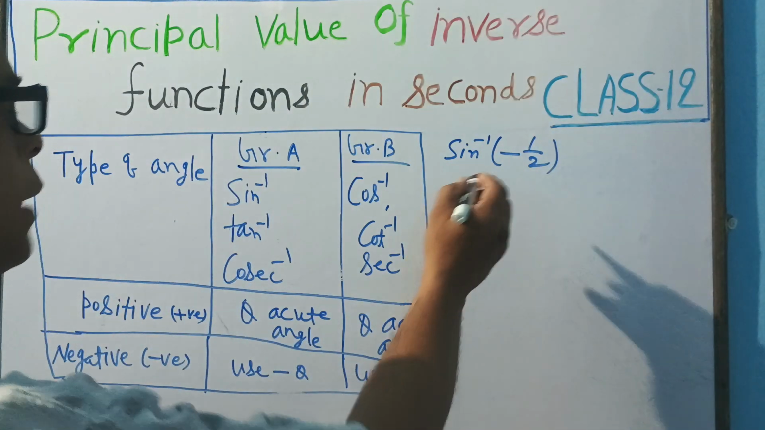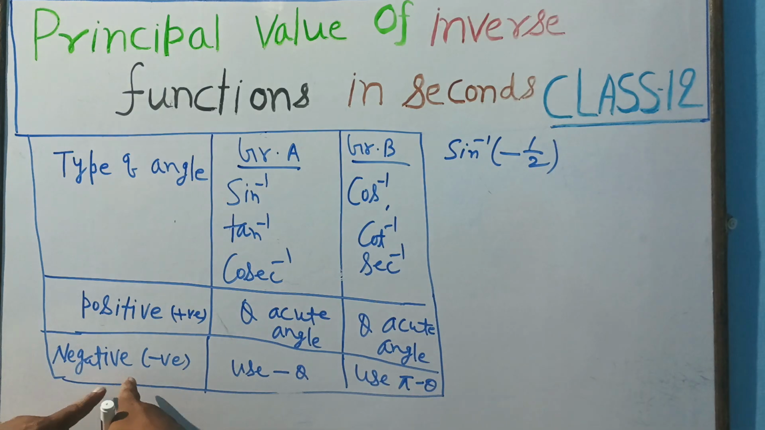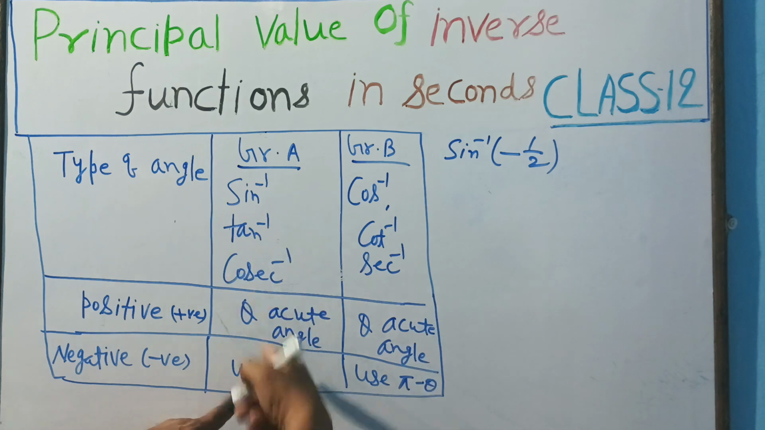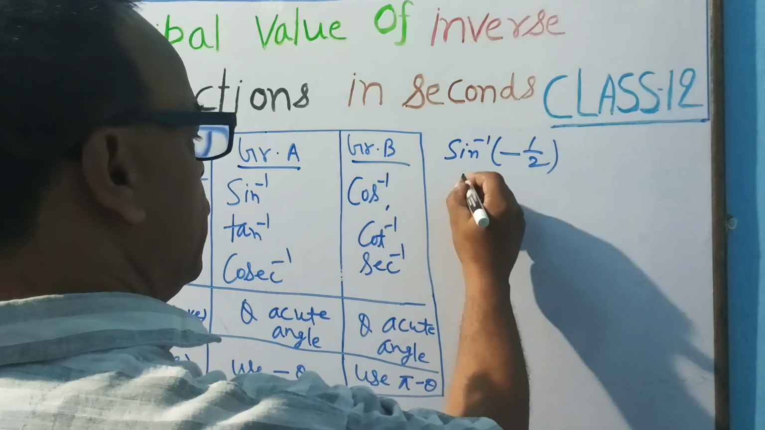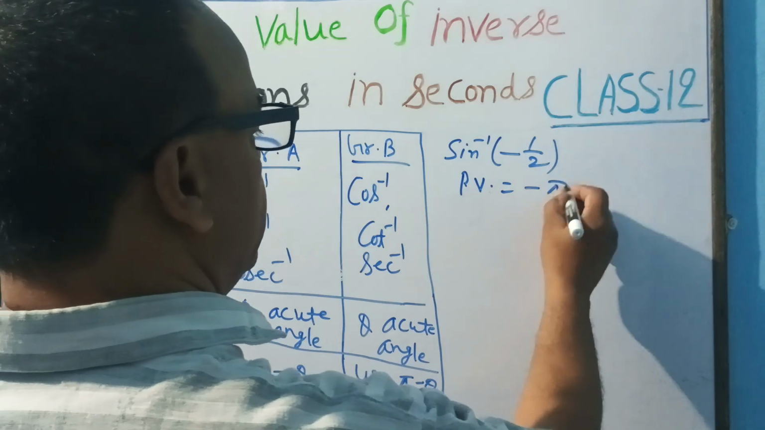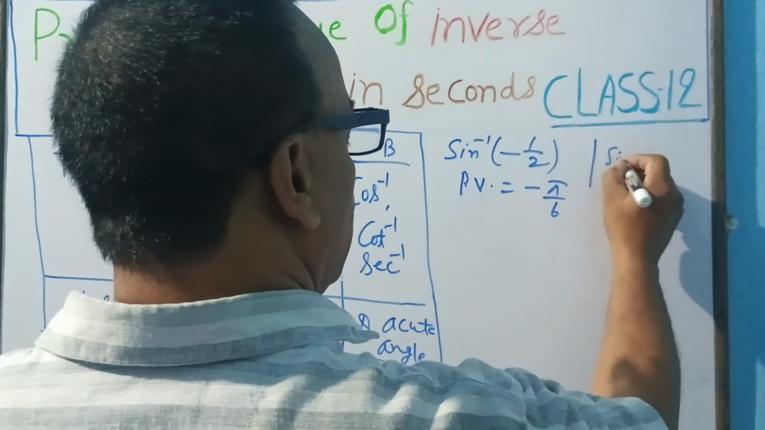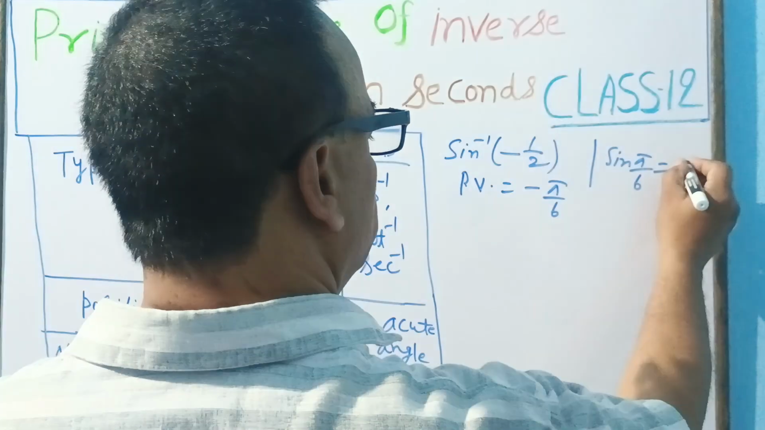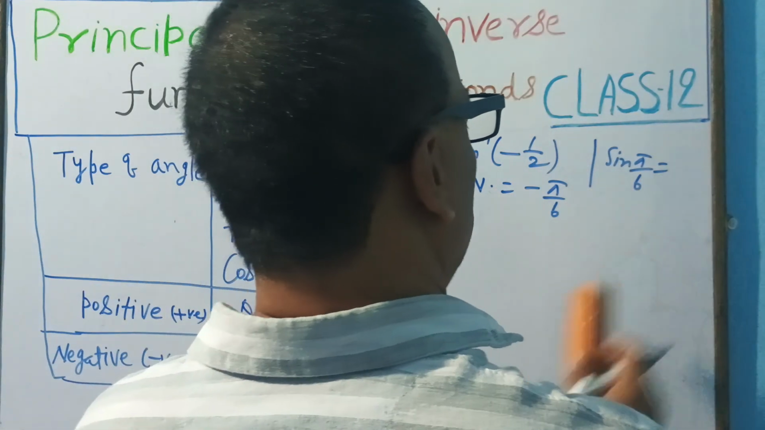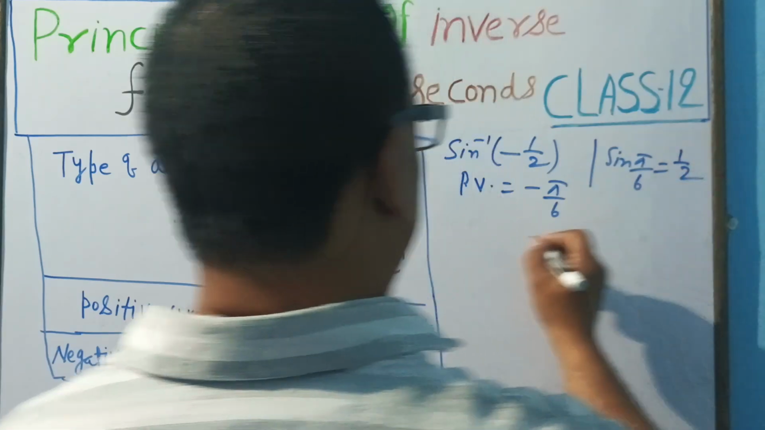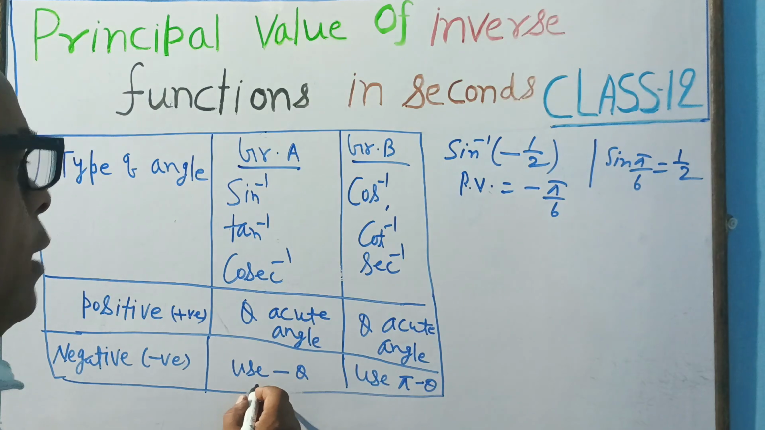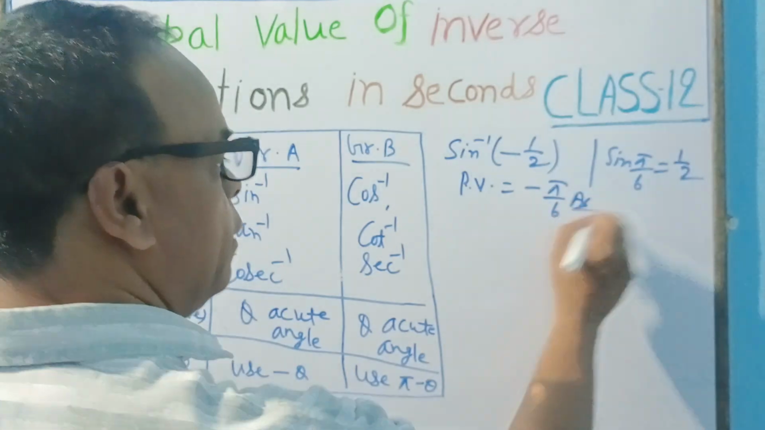Since the angle in the bracket is negative, and sin inverse belongs to group A, we will use minus theta for the principal value. The principal value will be minus pi by 6, because sin pi by 6 is equal to half. So we only write minus theta and the principal value will be obtained.